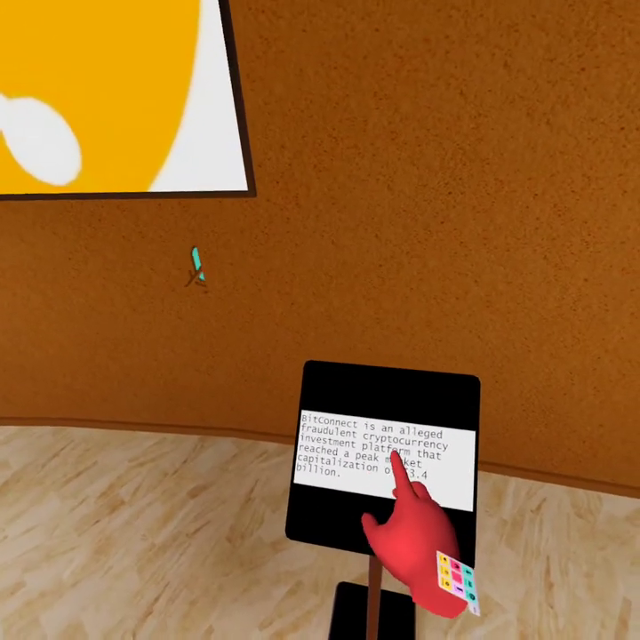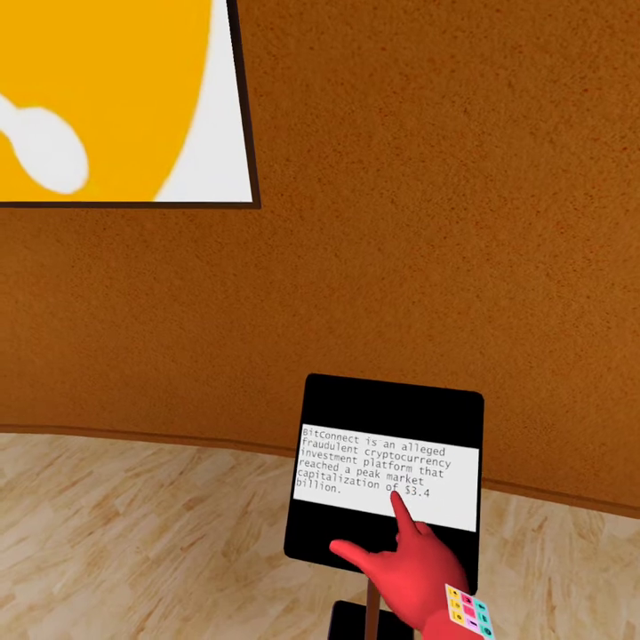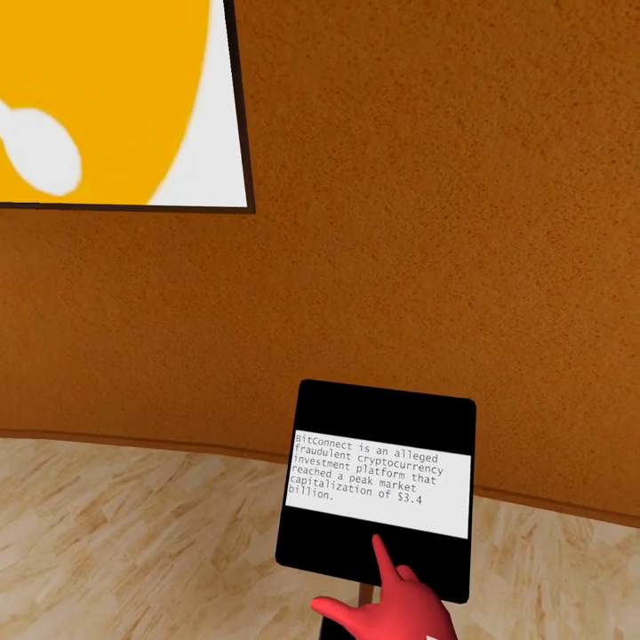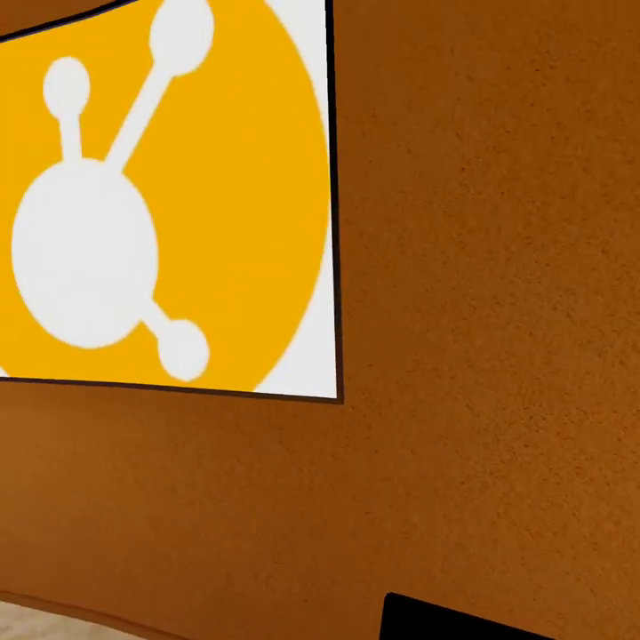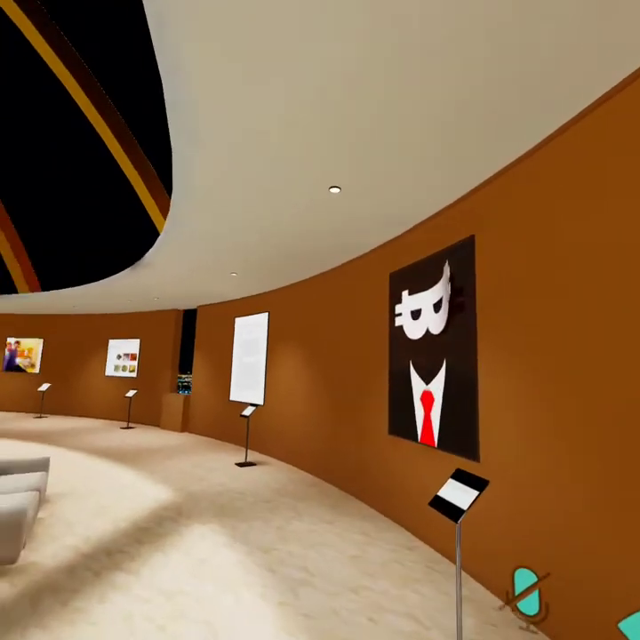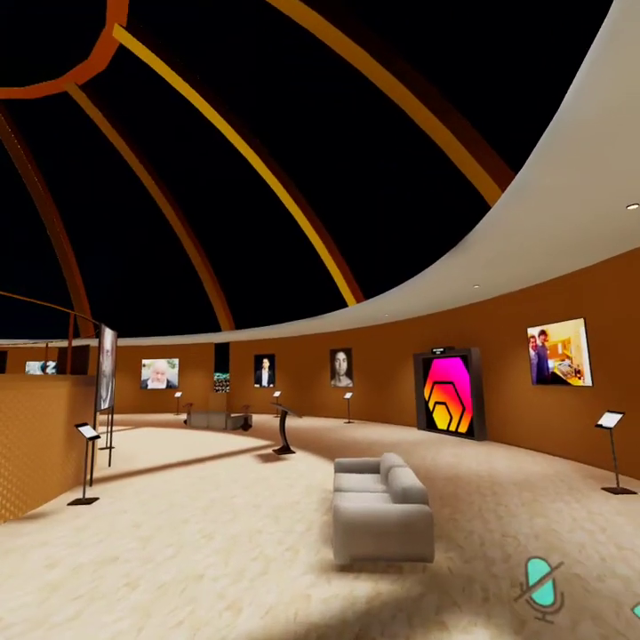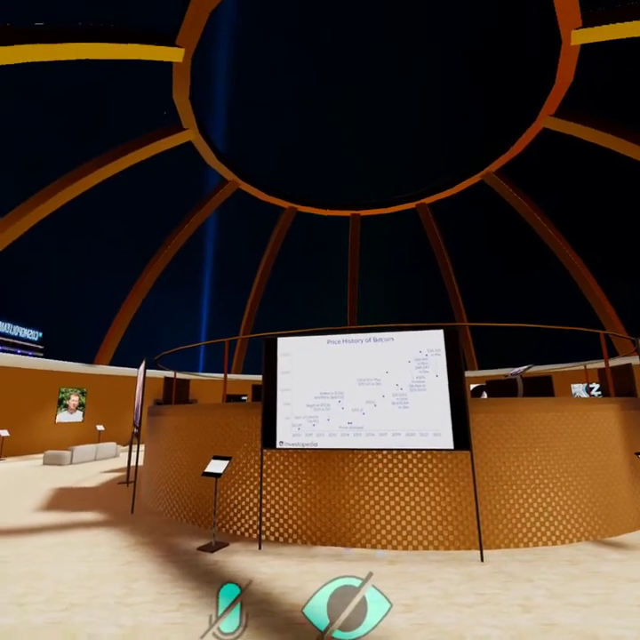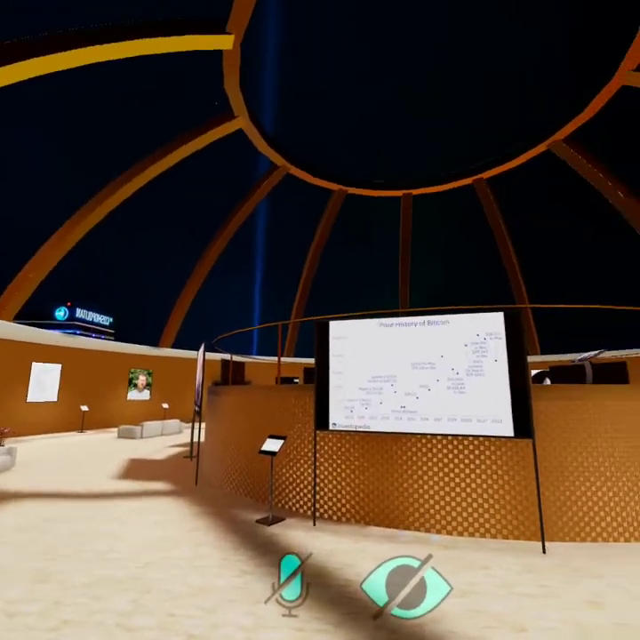BitConnect is an alleged fraudulent cryptocurrency investment platform that reached a peak market capitalization of $3.4 billion. This is the joke right here. There are a lot of cryptos out here that we wouldn't consider worth anything if the market cap was only $3 billion. And that was nothing. Oh, wait a minute. Let me go over to this. I almost missed this. This is one of the reasons why I came up in here.